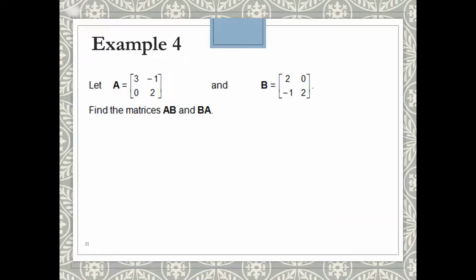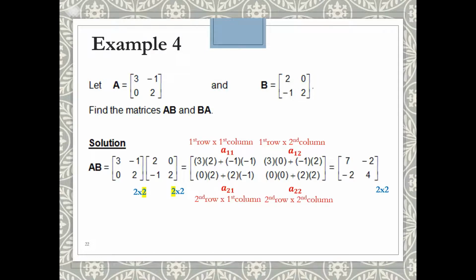Refer to example 4. Given two matrices A and B, you need to find AB and BA. First thing you need to do is to check the size of the product AB. As A is 2 by 2 and B also 2 by 2, the size of AB should be 2 by 2 as well. Meaning, there are 4 elements that you need to determine, which are a11, a12, a21, and a22.